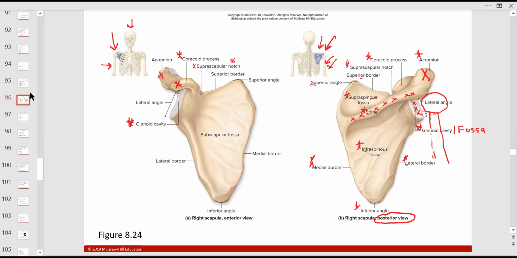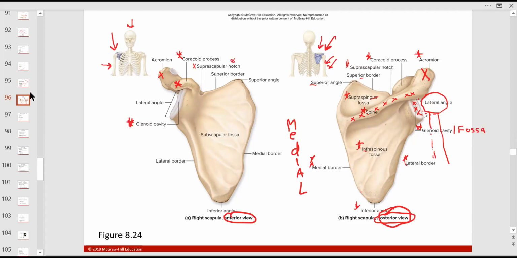Again, you're at a disadvantage because you're looking at a two-dimensional picture, and there's an overlap. So you have to look at different views of it, and MH Connect will help you with that, and my videos hopefully will help. So again, this is all medial here, both sides. This is both the right scapula. You have to look at the point of view. This is anterior view. This is posterior view.